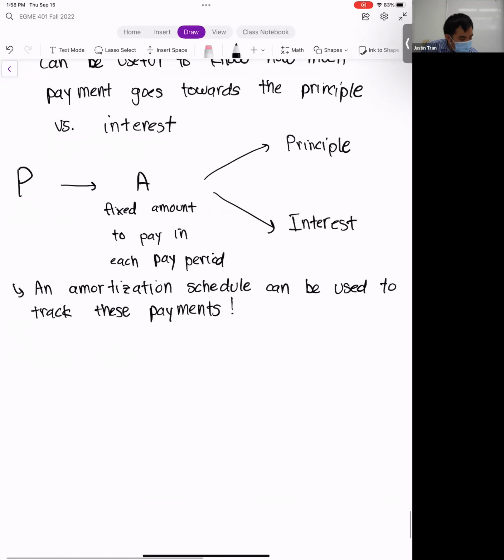All right, so here's the anatomy of an amortization schedule, right? And so there's a top portion.